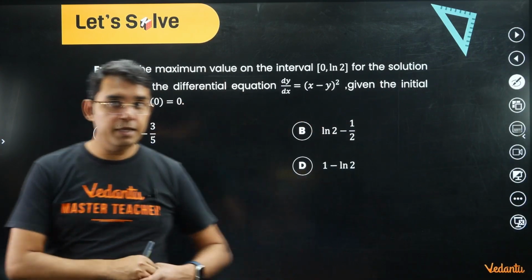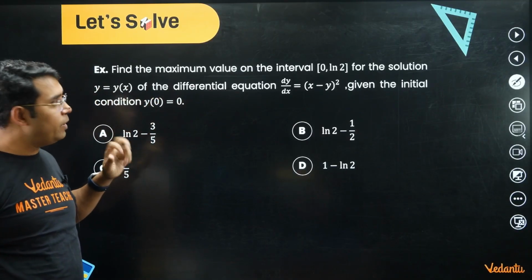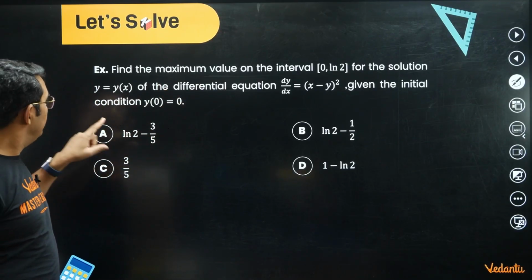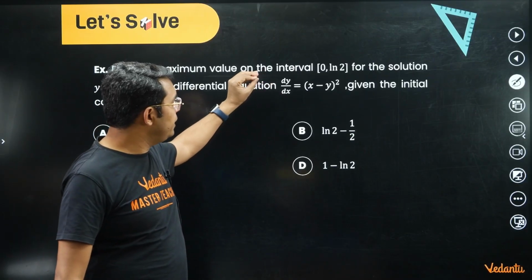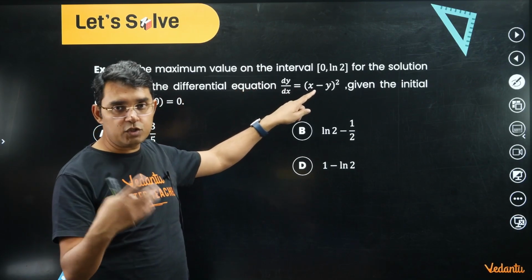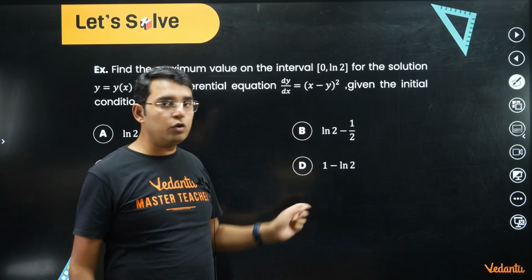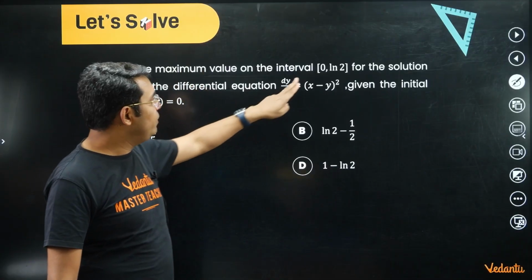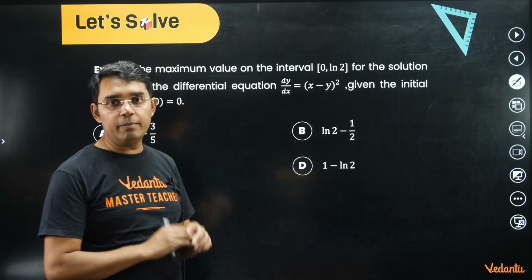Coming to this question, here we are given: find the maximum value on the interval 0, ln2 for the solution of this differential equation, given the initial condition y0 is equal to 0. Now dear students, first of all you need to understand whatever solution you are going to get, for every x and the corresponding y, this x minus y whole square will be positive. So it is going to be an increasing function. If it is increasing, the maximum value will be coming at ln2. 0, ln2 is the interval, so maximum value will come at ln2.